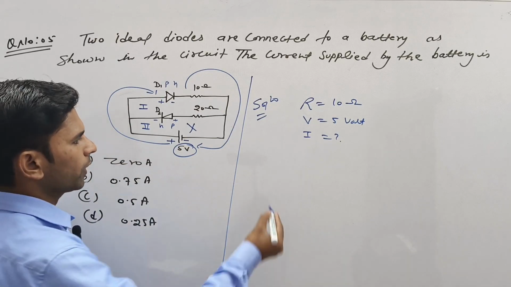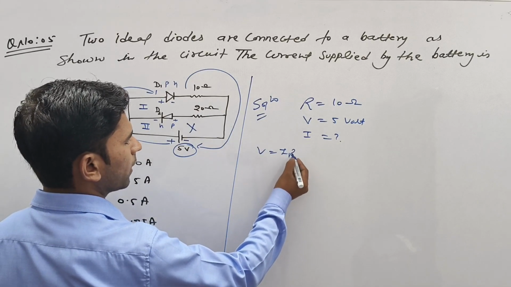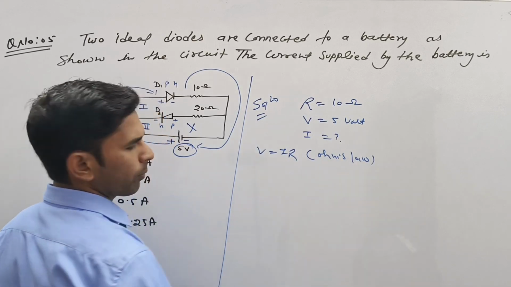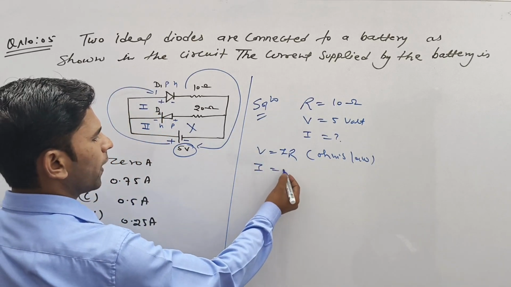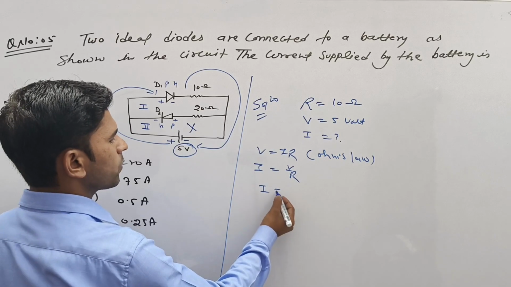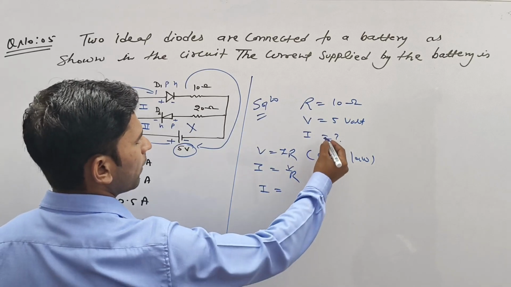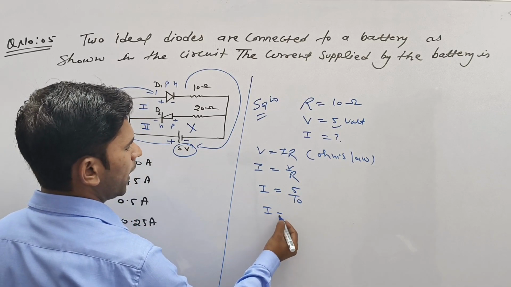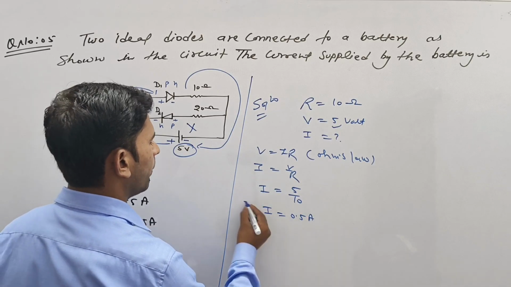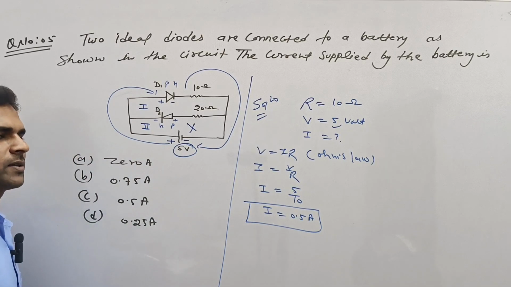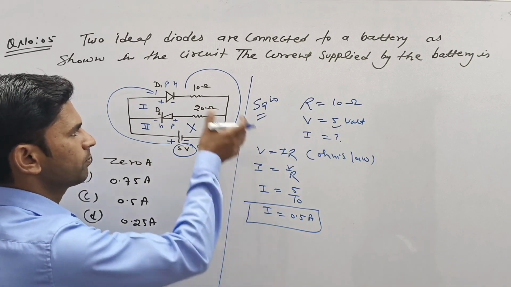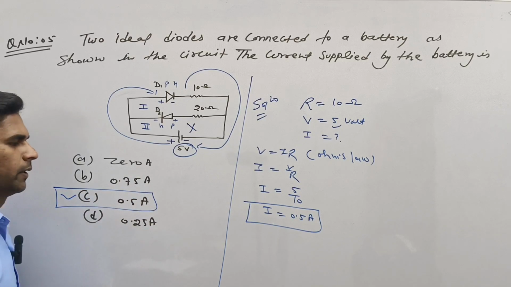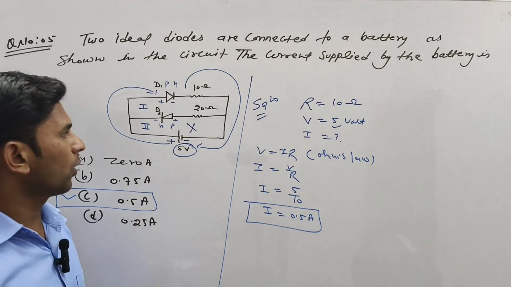Apply Ohm's law. V is equal to IR, according to Ohm's law. So find the value of I, which is V over R. V is 5 volt, so I is 5 divided by 10, and you get 0.5 ampere. So 0.5 is the right answer of this problem. Which option is correct? Option C is correct; option C has the right answer of this problem.